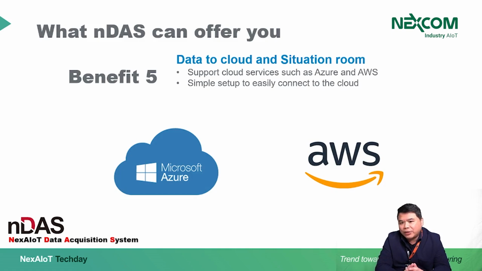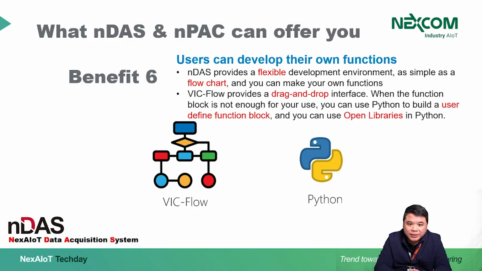Also, we can support a cloud service like Azure or AWS. Okay, this one is VIC-Flow. VIC-Flow, you can think like a flow chart. It's very flexible, and you can easily drag and drop. And like a flow chart, you can easily define if else, true or false, and some condition judgment.